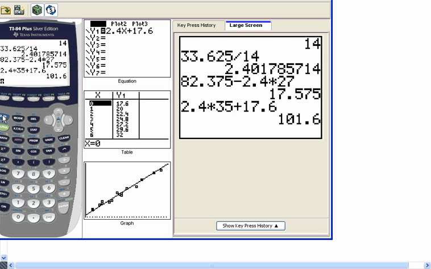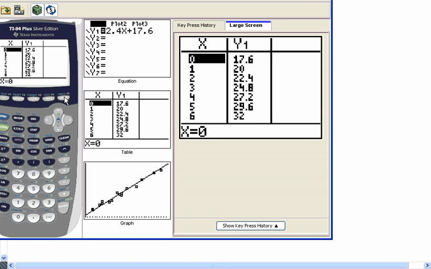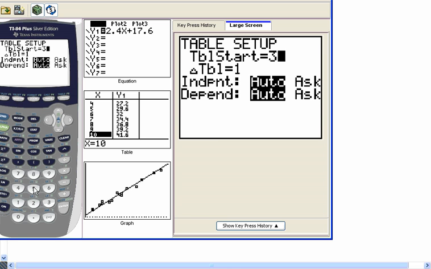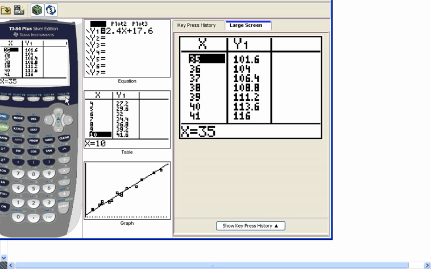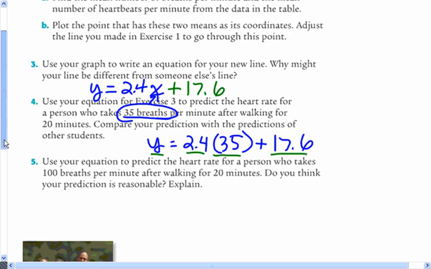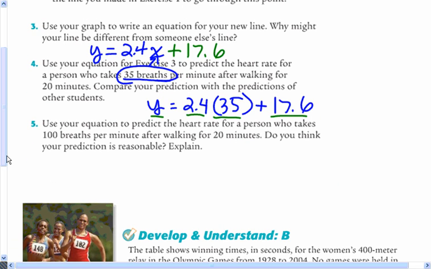Or you could also go to your table, and you could scoot down to 35 on X. A quicker way to do that would be go to your table set, which is second window, and just start your table at 35, and then go to your table. And we can see the value 101.6 there also. So there's a bunch of ways you can find the answer once you have the equation. All right, but basically we're just trying to figure out the answer to this equation when we want 35 breaths per minute.